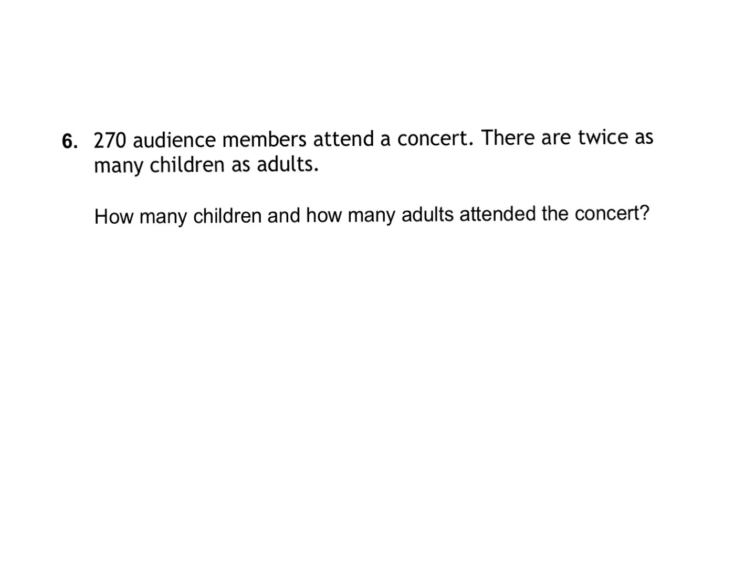When we're working with these, the easiest thing for you to do is always assign your variables. And so it looks like we've got two different types of tickets. We've got the children tickets, and then we have the adult tickets. So let's let X be the child tickets and Y be the adult tickets.